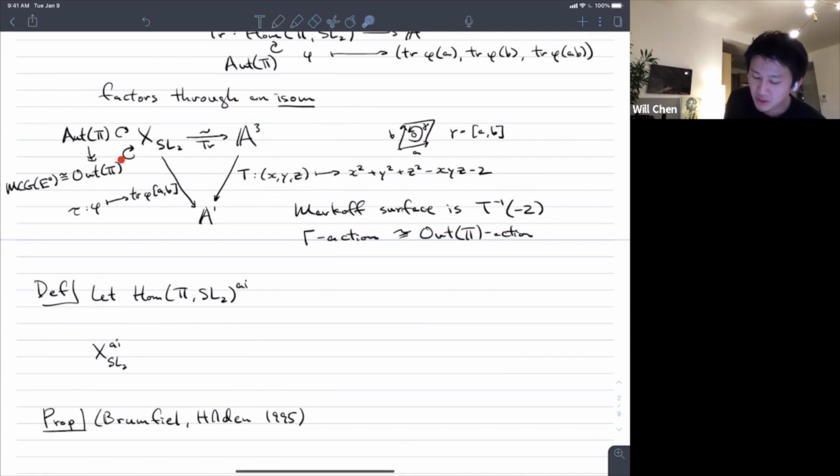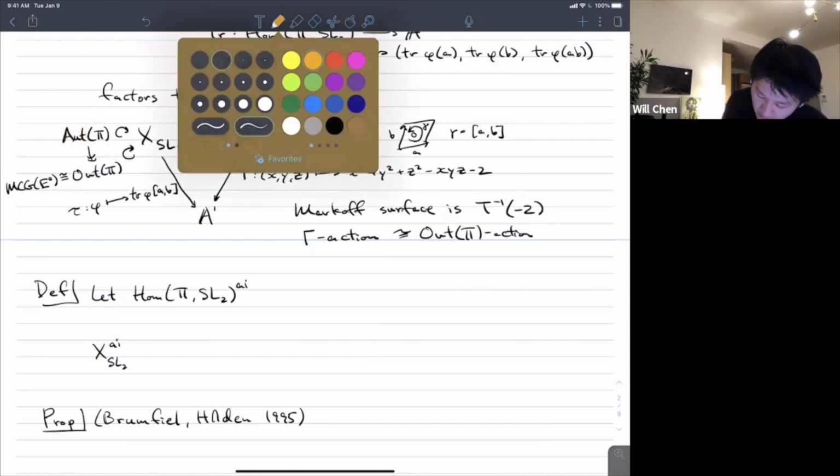So Out(pi) acts on the character variety, and it also acts on A3. When you transport its action to A3, it acts on the whole of affine 3-space, and in particular restricts to an action on the Markov surface, which is like a level set or a hypersurface inside affine 3-space, and it restricts to the gamma action on the Markov surface. And this is something you can also check. You can just take the generators of Out(pi), and then do some computations. Okay, so this is the first important observation.